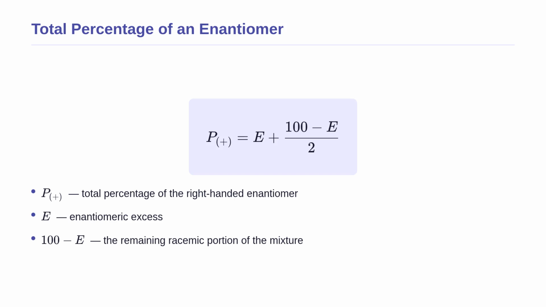Once we know the enantiomeric excess, we need to find the total percentage of that specific enantiomer in the entire mixture. This formula conceptually breaks the mixture into two parts, the pure excess part and the remaining perfectly balanced racemic part. The symbol P sub plus represents the total percentage of the right-handed molecule. We take the excess, E, and add half of the remaining racemic portion, which is 100 minus E. We divide by 2 because that remaining racemic part is split equally between right and left. As the excess increases, the total percentage naturally increases as well.